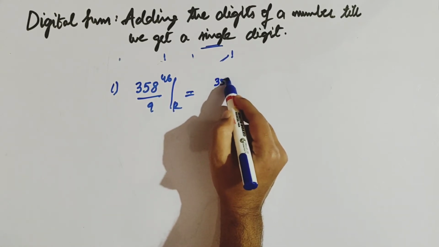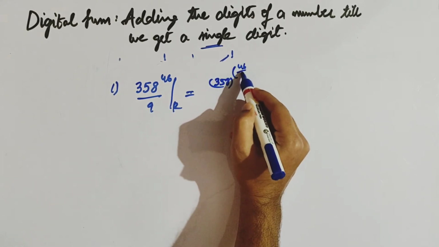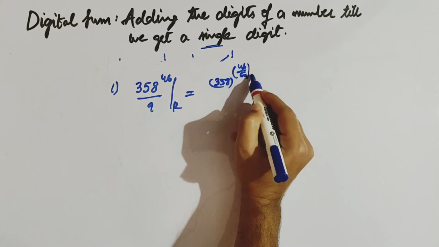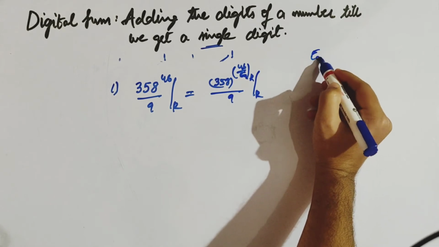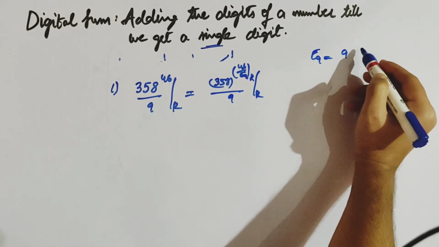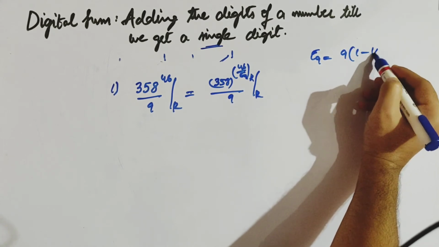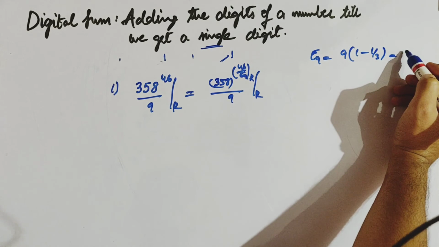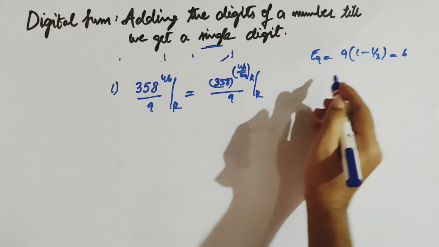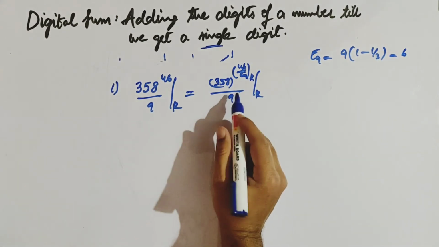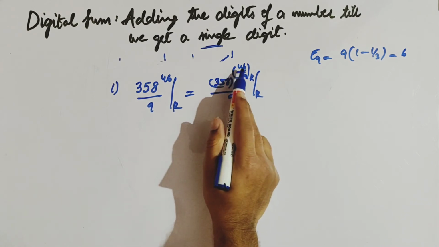So this can be written as 358 power 46, remainder by 9, using the Euler number of 9. The Euler number of 9 is 9 times (1 minus 1 by 3), because 3 is the only prime factor of 9 apart from 1. So that will be 6. So the Euler number of 9 is 6. We'll substitute 6 and find the remainder with respect to 6 for the number 46.